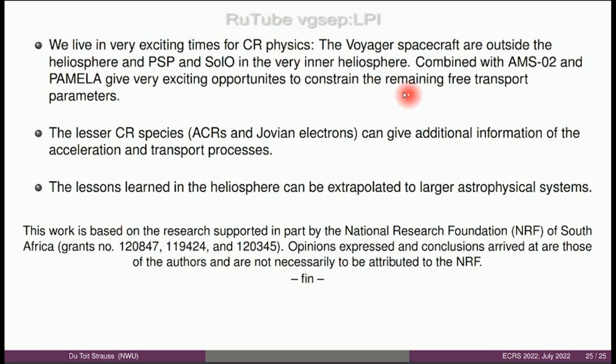And at Earth, we have the very high precision AMS-02 and previously PAMELA data, and combining these observations in some way, I hope I showed this for some examples, can really give a lot of information on how these particles propagate in the heliosphere, which is interesting in itself. It can also be used then to model the galactic cosmic rays. But the interesting thing as well is the lessons we learn in the heliosphere can also be extrapolated to larger astrophysical systems where you don't have the in situ observations. That's also part of the idea.